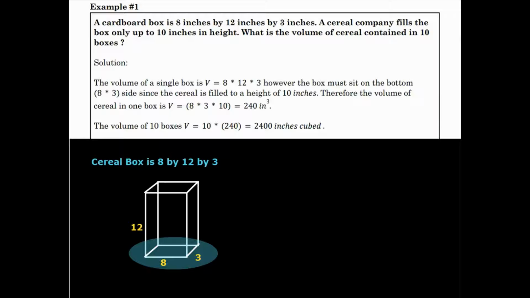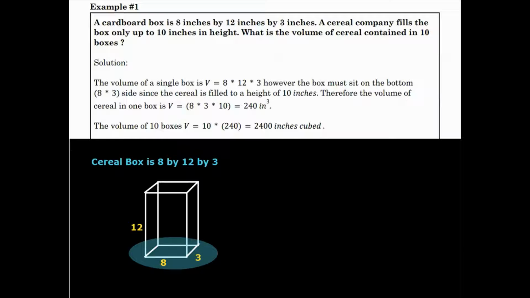Example 1. A cardboard box is 8 inches by 12 inches by 3 inches. A cereal company fills the box only up to 10 inches in height. What is the volume of the cereal contained in 10 boxes? Well, the solution here is the volume of the single box, 8 by 12 by 3. We have to figure out how to orient the box on the table so that we can then fill it with cereal. Thankfully, there's only one orientation that's possible.